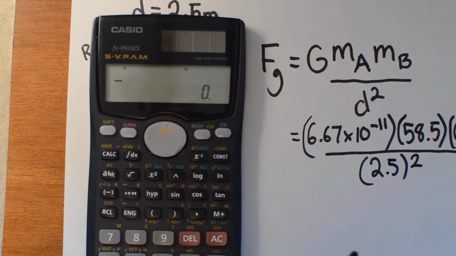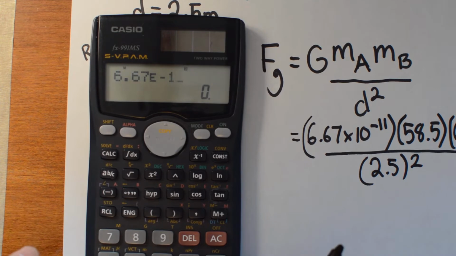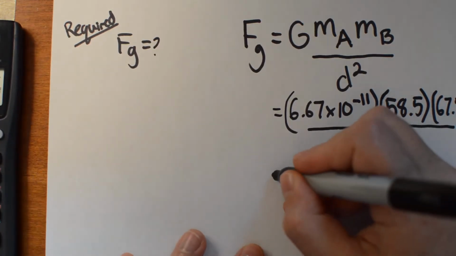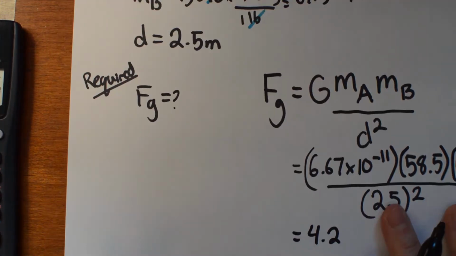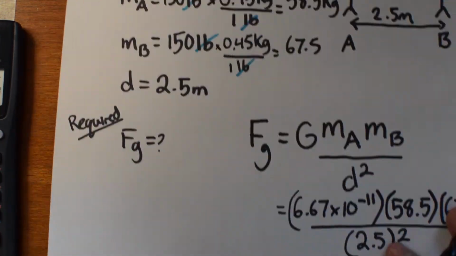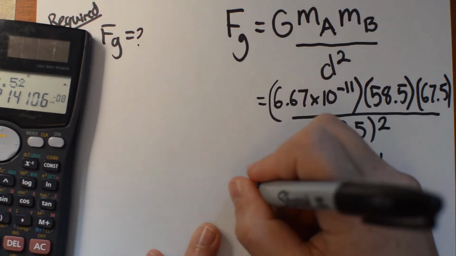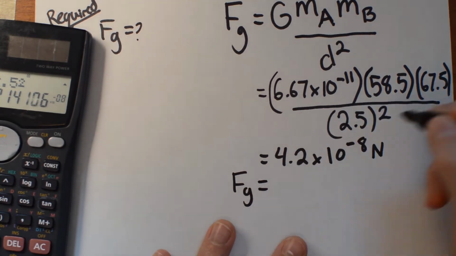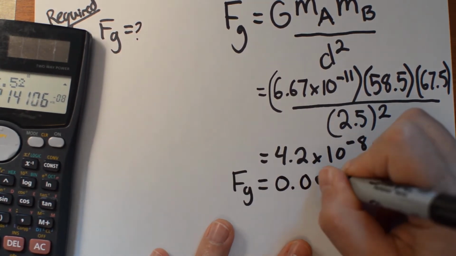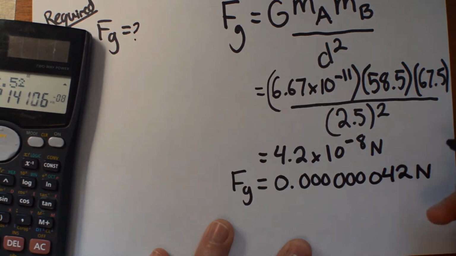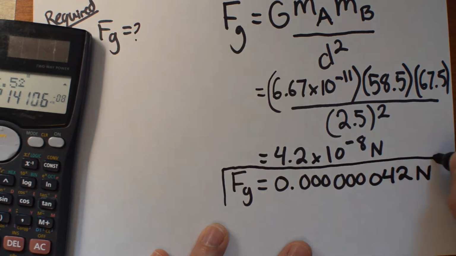All right, toss this all into your calculator. 6.67 times 10 to the negative 11 times 58.5 times 67.5, all divided by 2.5 squared. I get 4.2, and it looks like I've got two sig figs here because of the distance. So 4.2 times 10 to the negative 8 newtons. If I were to write this out not with scientific notation, it would be 0.000000042 newtons. That's a really tiny force of gravity.